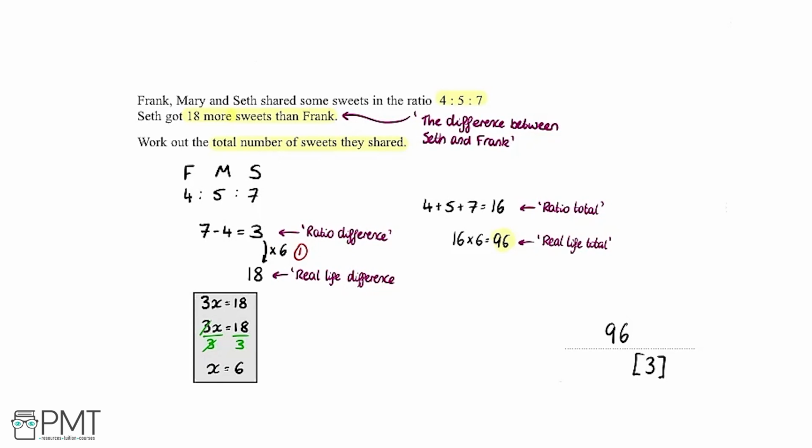So we need to add them all up to get 16 and multiply that by 6 to get the total. So you get a mark here for this section of working over here. And then for getting the correct answer of 96, we get our third and final mark.